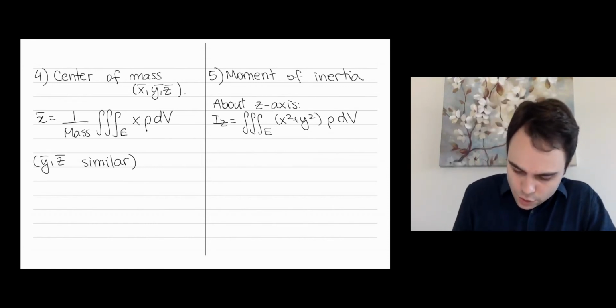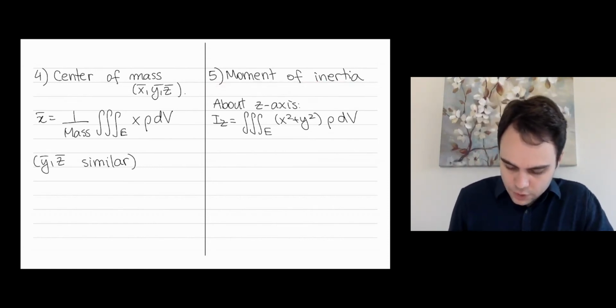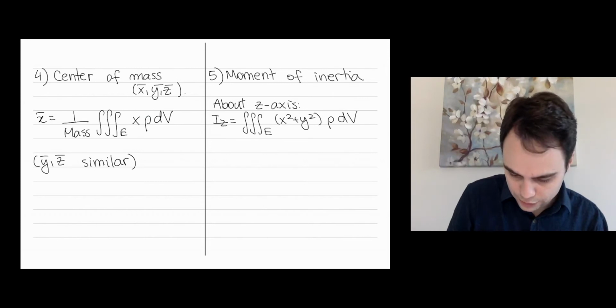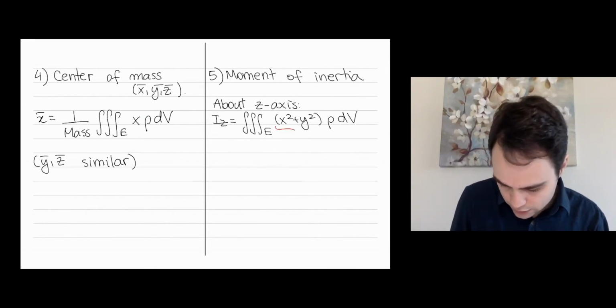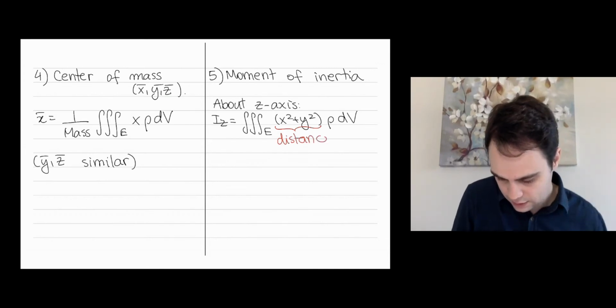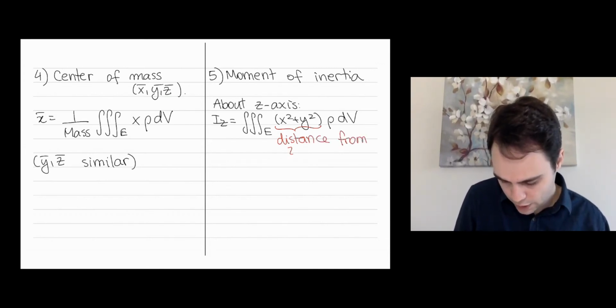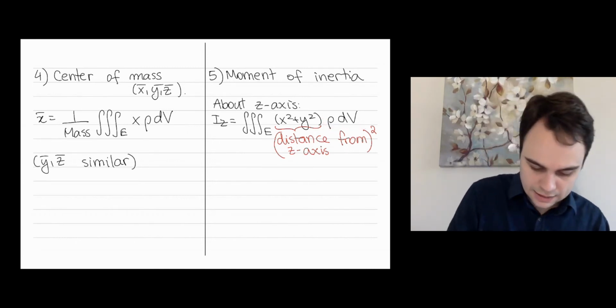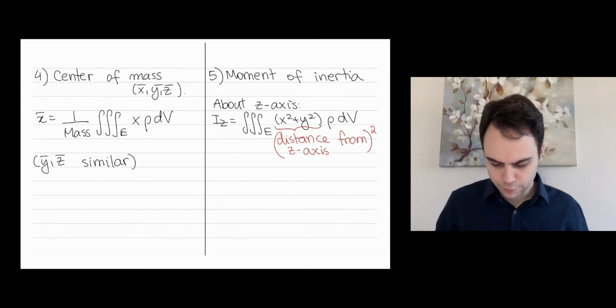And we can also do moment of inertia in 3D. For example, the moment of inertia around the z-axis is the triple integral of x squared plus y squared, which is the distance from the z-axis squared. Then you multiply that distance from the z-axis squared times rho dV, and you integrate. This gives you the moment of inertia around the z-axis.